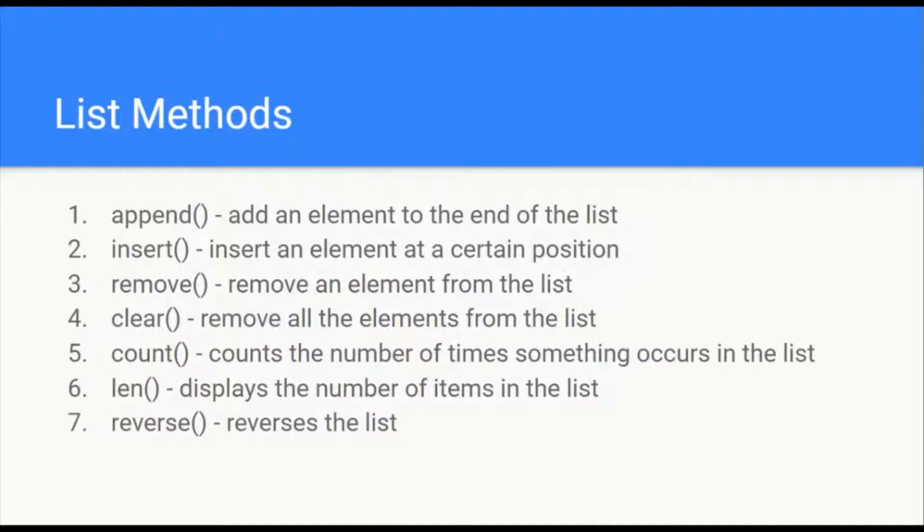The reverse method reverses the list. The copy method returns a copy of the list. Pretty self-explanatory, huh? Now we'll be jumping into our Jupyter notebook and seeing how these things work in actuality.